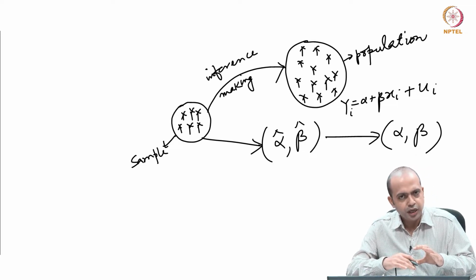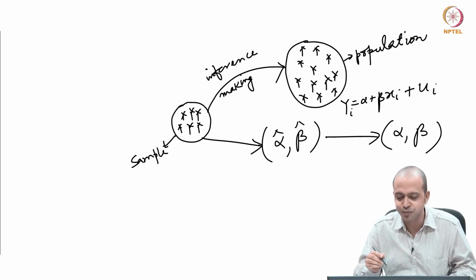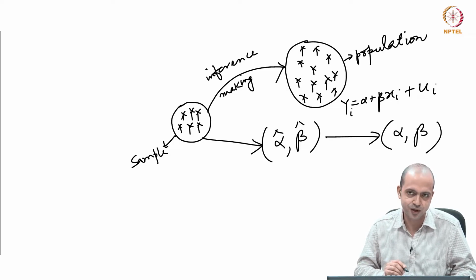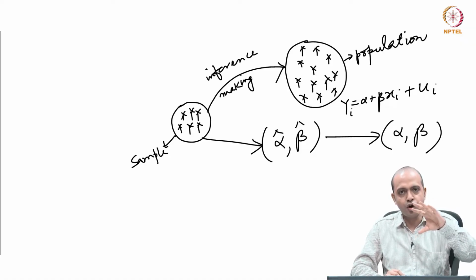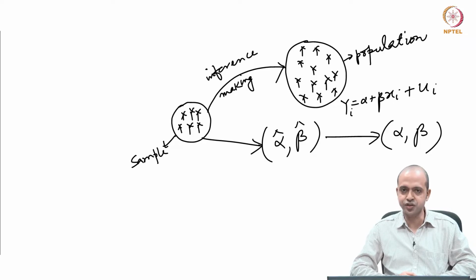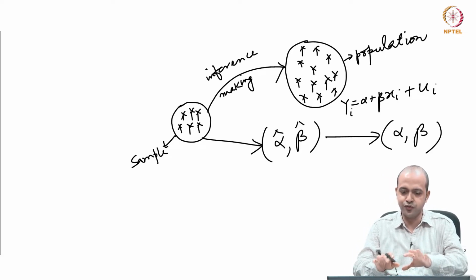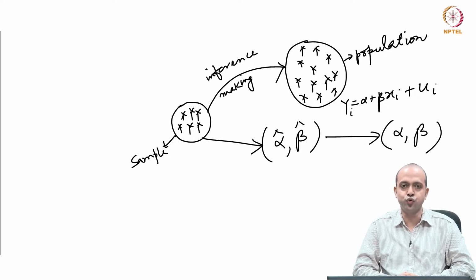So, the objective of the entire econometric analysis is basically drawing inferences about the true population parameters alpha and beta from the sample statistics alpha hat and beta hat. This is the first objective of econometric analysis, which is drawing inferences about the population. And this particular figure explains how we actually do it.